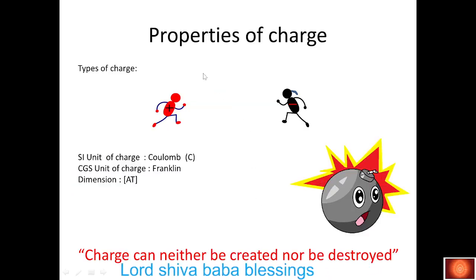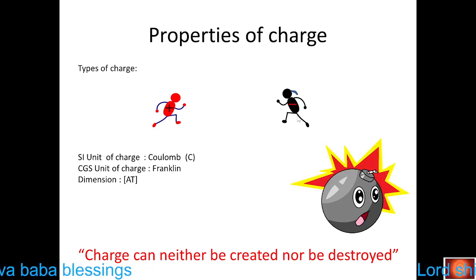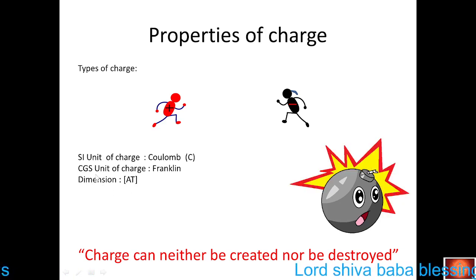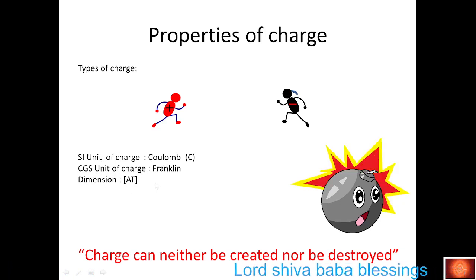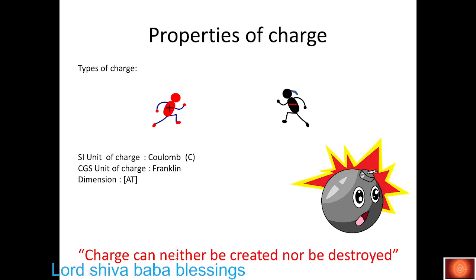Let's consider the properties of charges. There are two types of charges, as you all know. One is positive charge and the other is negative charge. The SI unit for charge is coulomb and its CGS unit is franklin, and the dimension of this is ampere times time. The main thing you need to remember is that charge can neither be created nor be destroyed.